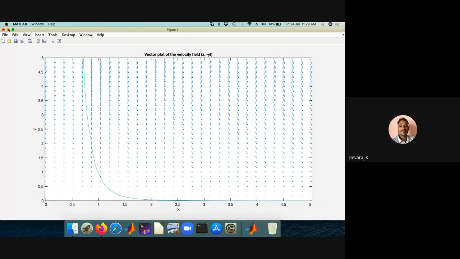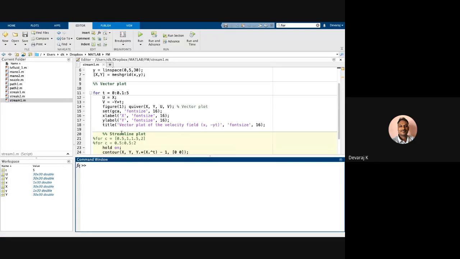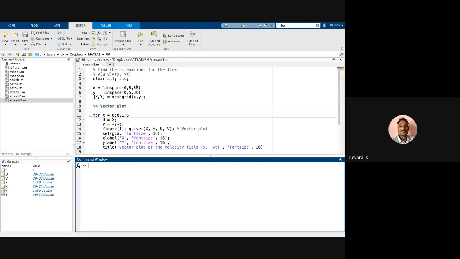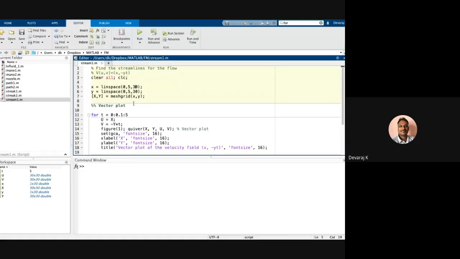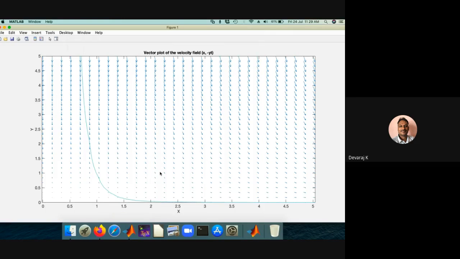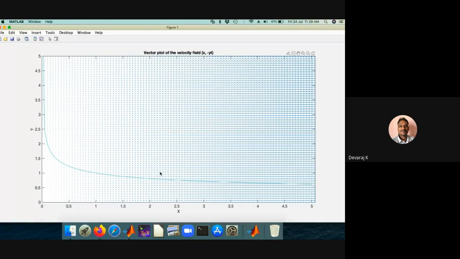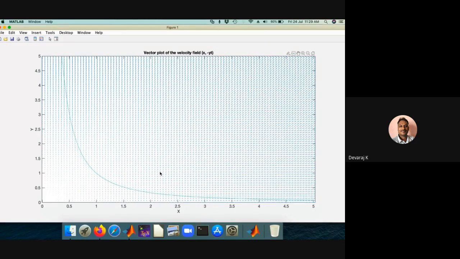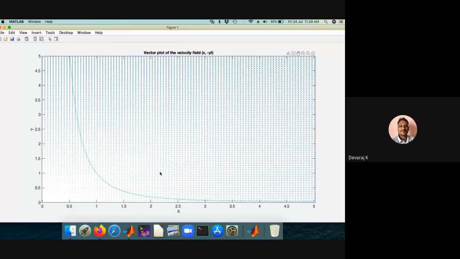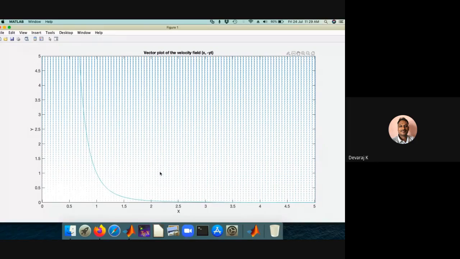This particular thing I can make smoother. How can I do that? I can do that if I go here. I have defined this as maybe 30; I'll make it 100. This I'll make 80 or 100. This also I'll make 80 or whatever it may be. Now I'll run the code. You can see that it becomes smoother. So depending upon your velocity or your mesh grid, you can clearly define and get your streamline.